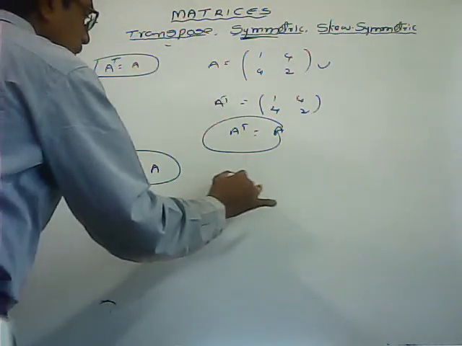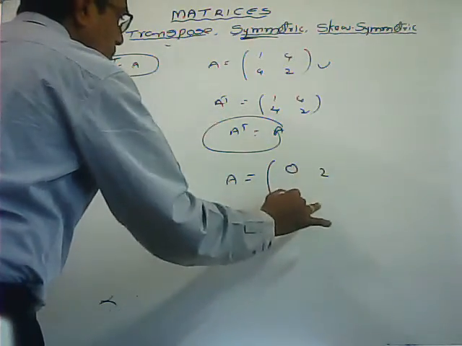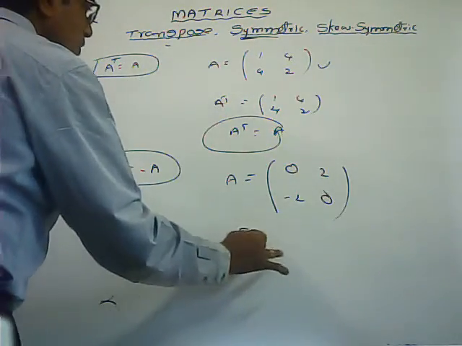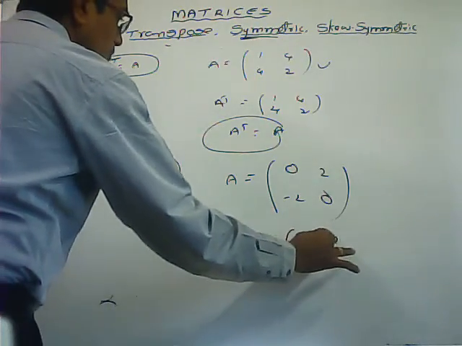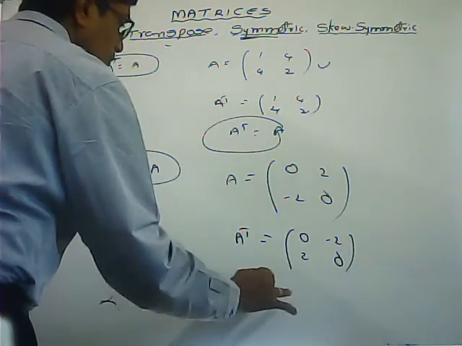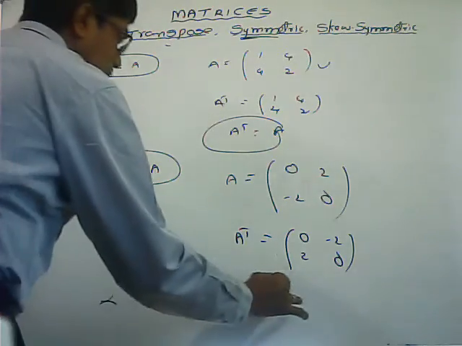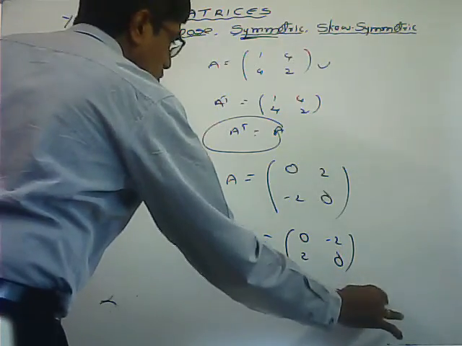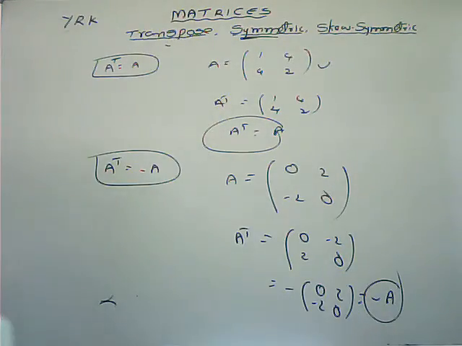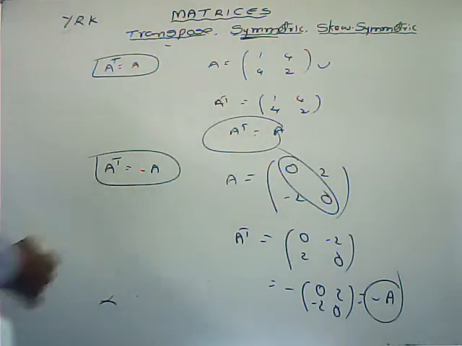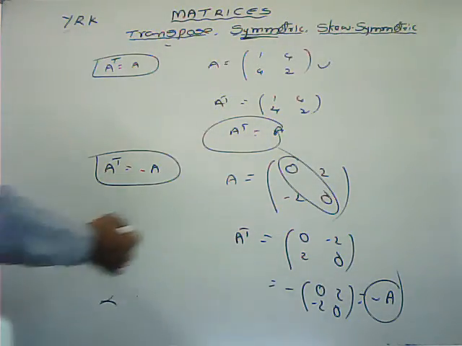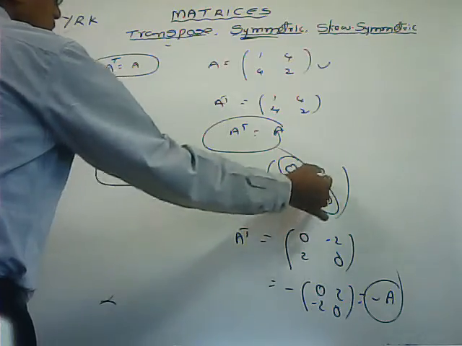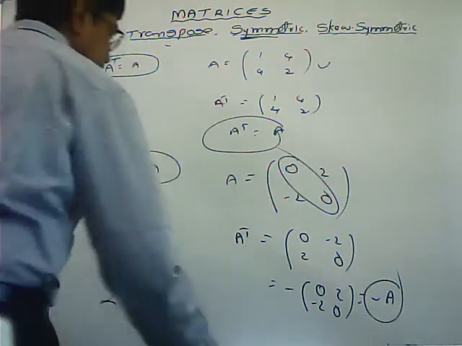For example, here 0, 2, minus 2, 0. Here A transpose is equal to, the first row becomes the first column, the second row becomes the second column. From all these elements, if I take minus as common, 0, 2, minus 2, 0, this is equal to minus A. If A transpose equals minus A, then A is said to be a skew symmetric matrix. In a skew symmetric matrix, all the diagonal elements should be equal to 0. And here this is 2 by 2. The sum of these two is equal to 0.